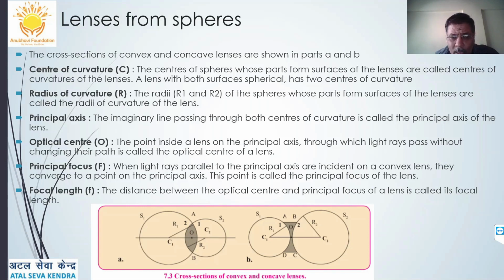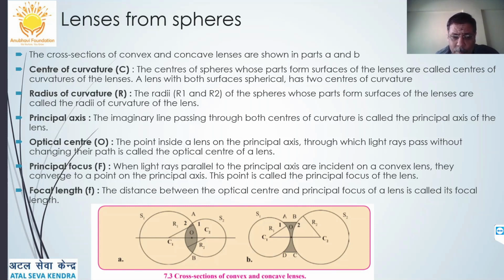Principal axis: the imaginary line passing through both the centers of curvature is called the principal axis of the lens. Then coming to the optical center, the point inside the lens, O, which we are marking here on the principal axis, through which the light rays pass without changing their path, is called the optical center of a lens.